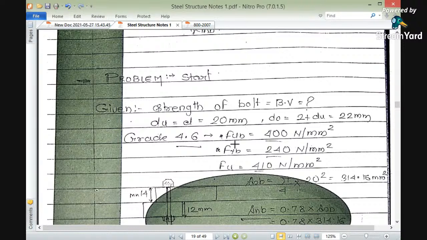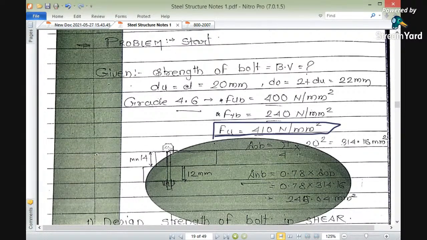For grade 4.6, what is f_ub? It is again mentioned in this table. I've already shown you on page number 13. For grade 4.6, f_ub is 400 Newton per mm square. f_yb is 240 and f_u is 410. Always keep in mind the value of f_u as 410 Newton per mm square, whereas f_ub is 400 Newton per mm square, as per the IS code for steel grade 4.6.